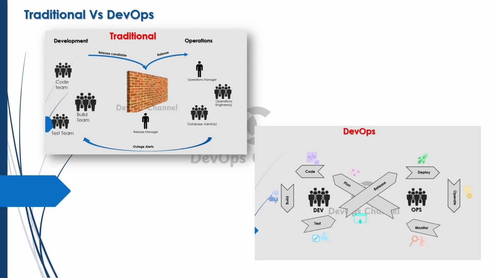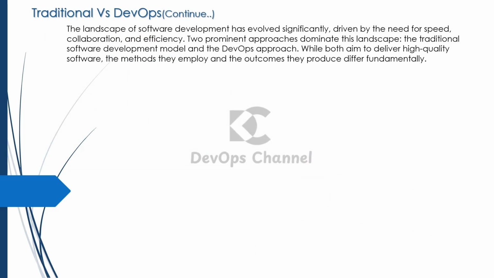Seeing the advantages, there are many advantages that come into the picture for DevOps, right? So let's discuss all the differences between traditional and DevOps, and what the advantages of DevOps over traditional are. Let's go point by point. Now, the landscape of software development has evolved significantly, driven by the need for speed, collaboration, and efficiency. Every company needs its product to be super fast, collaborative, and to provide a valuable product. Basically, the two prominent approaches for product delivery are the traditional development model and the DevOps approach. Both aim to deliver a high quality product, but they differ in their own scenarios. So let's understand with the help of key points.